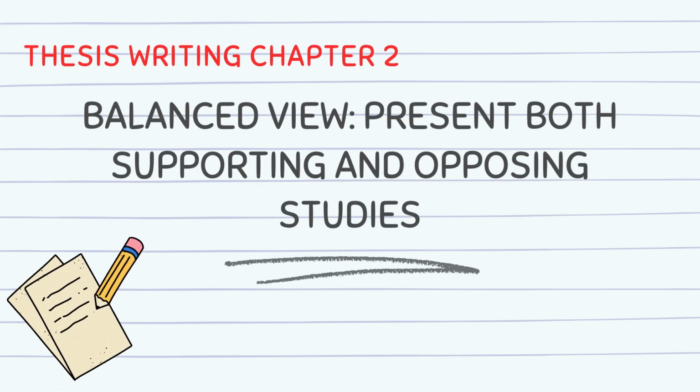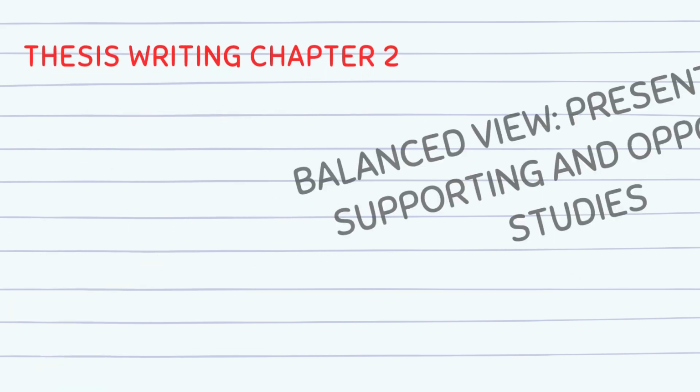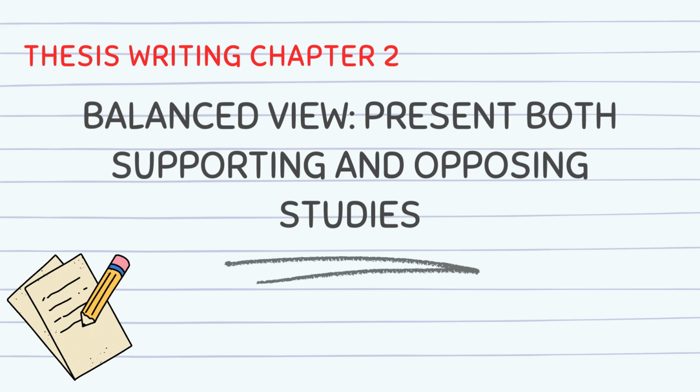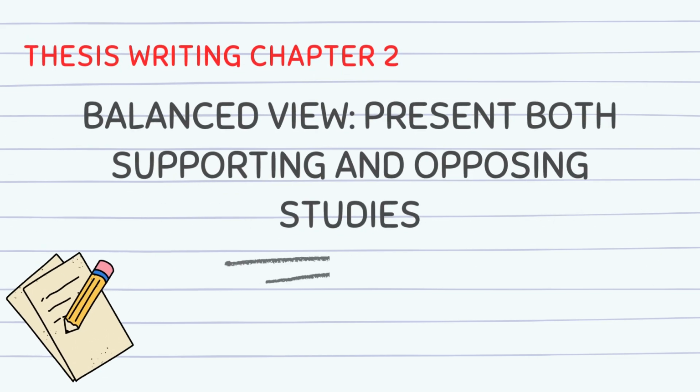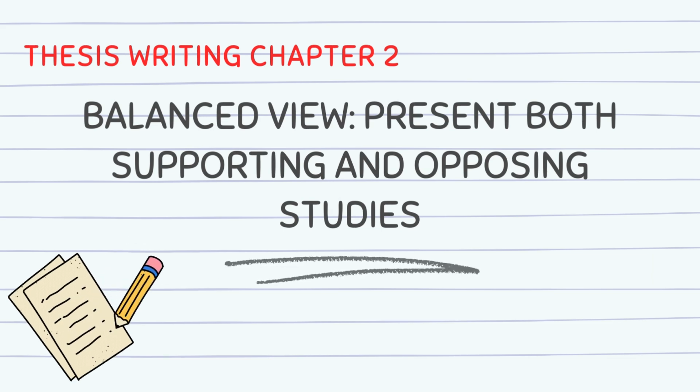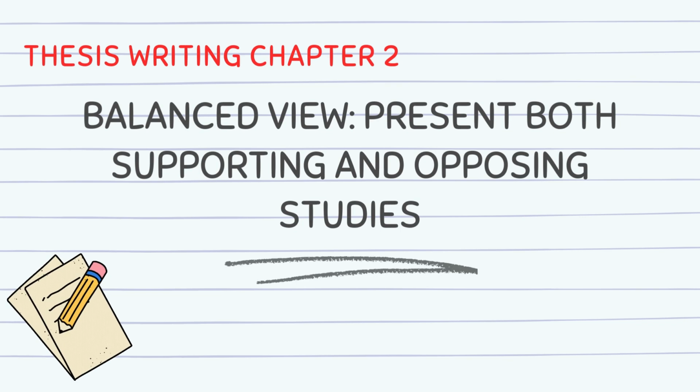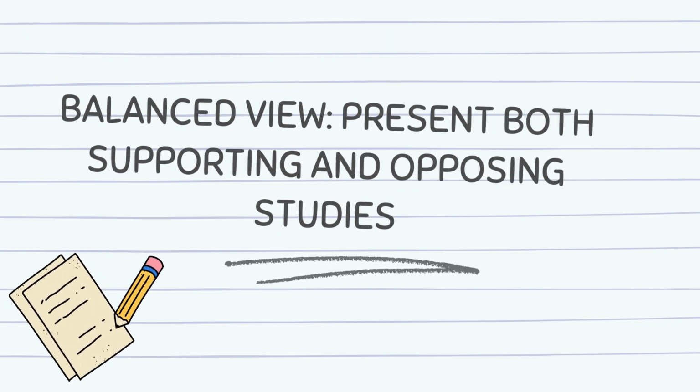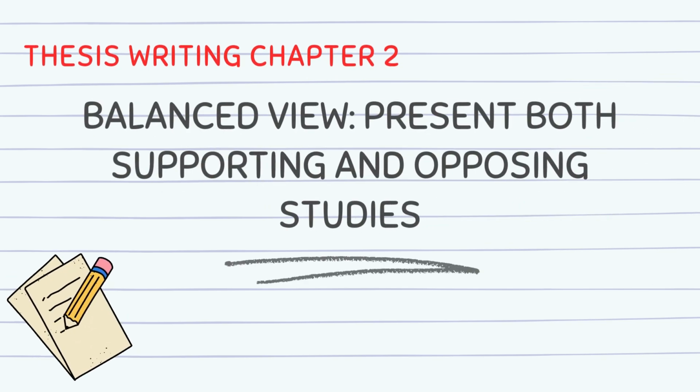Critically, to ensure a balanced view, it is helpful to organize your review using themes rather than listing studies one by one. For instance, you could create a section on benefits of project-based learning and another on challenges and criticisms of project-based learning. Within each section, synthesize multiple studies rather than presenting them separately. This method makes your review easier to follow and clearly demonstrates the different dimensions of your topic.